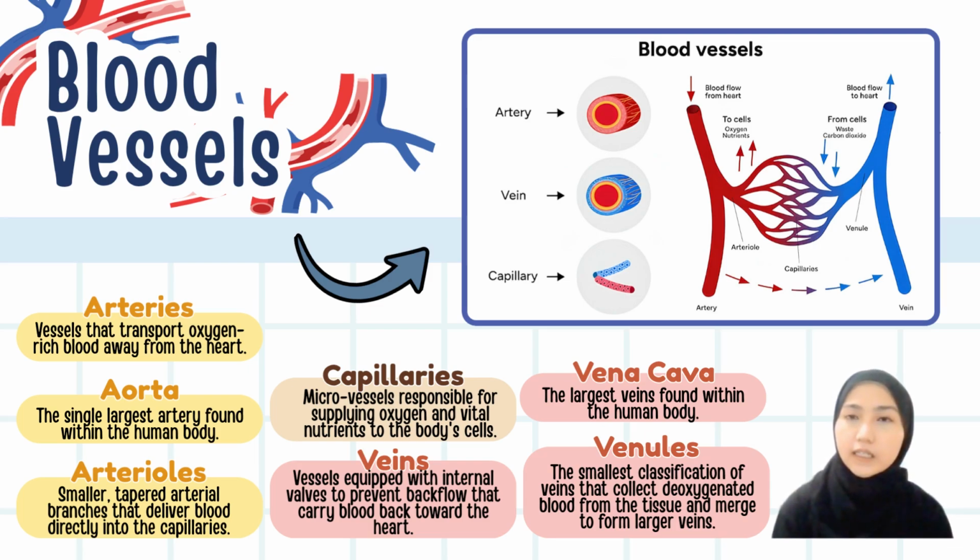Once the cells take what they need, the blood has to head back home, which is our heart. It enters the venules, which are the smallest veins, which merge into larger veins, also known as phlebo or veno. These veins then carry blood back to our heart, relying on built-in valves to prevent the blood from flowing backward.